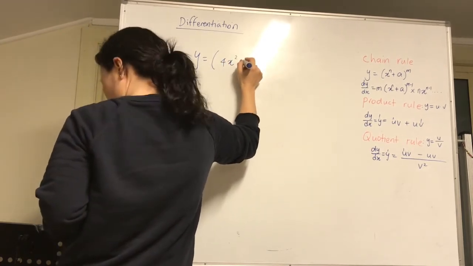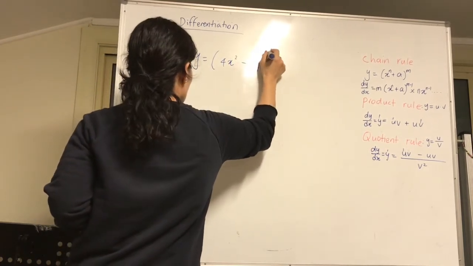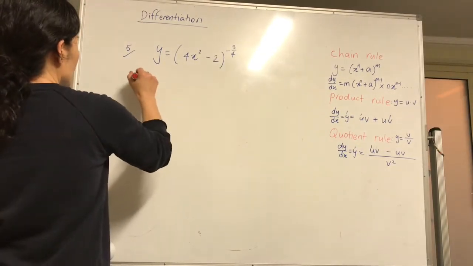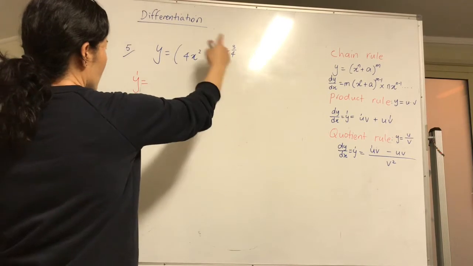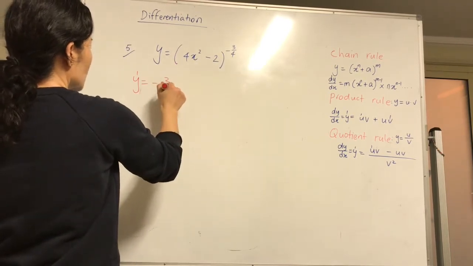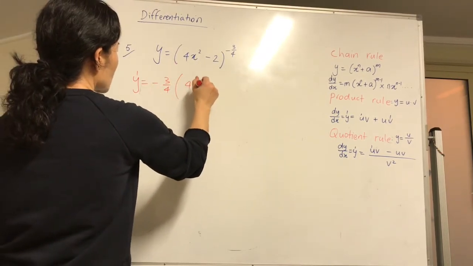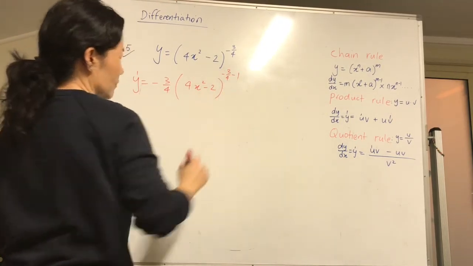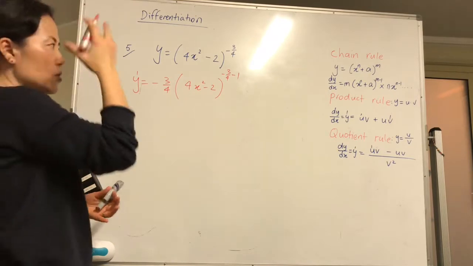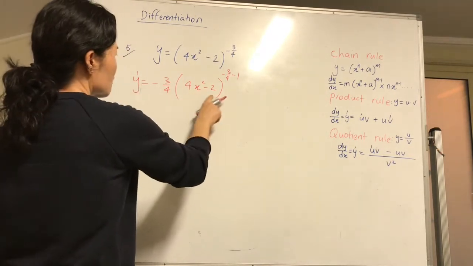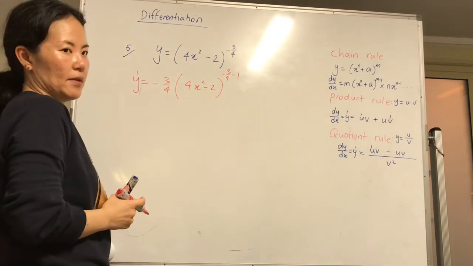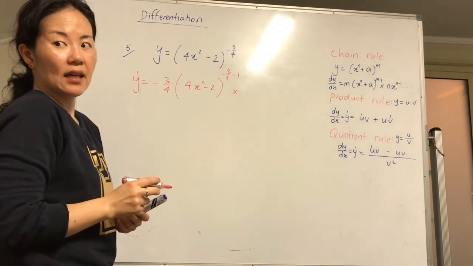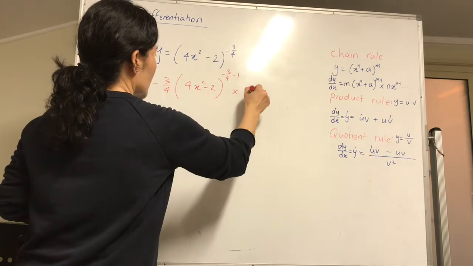That's an interesting one. Alright, have a go. Okay, so let's do y dash equals, now the power goes to the front, minus 3 over 4, 4x squared minus 2, to the minus 3 over 4 minus 1. I'm just going to put that in there. Don't do it in your head. And then what's the derivative of 4x squared minus 2? It'll be 8x.